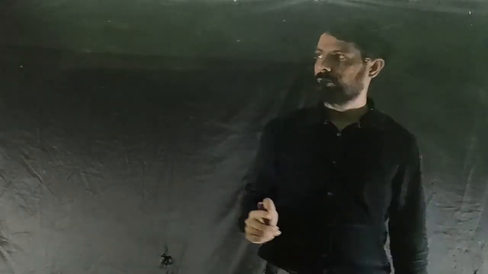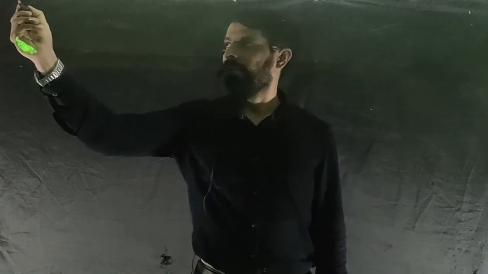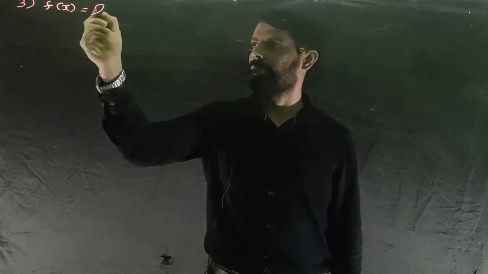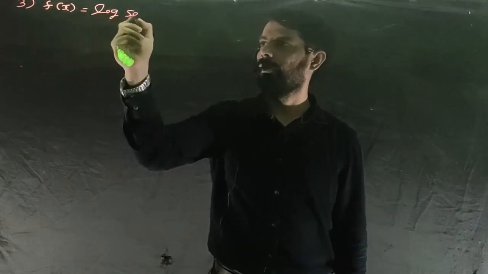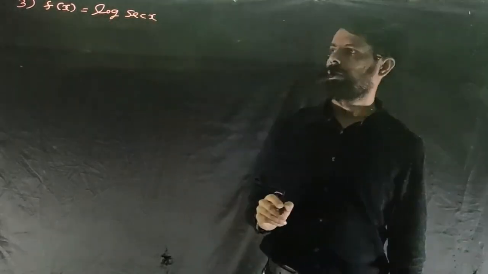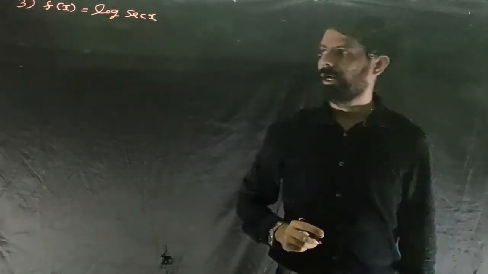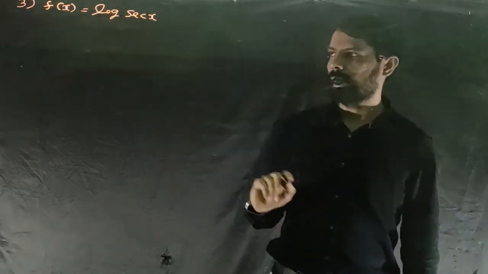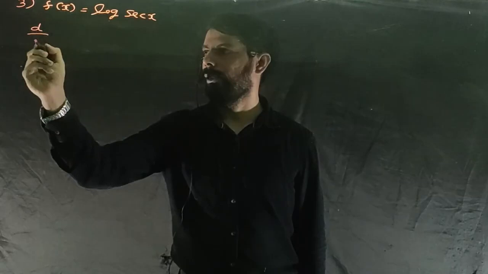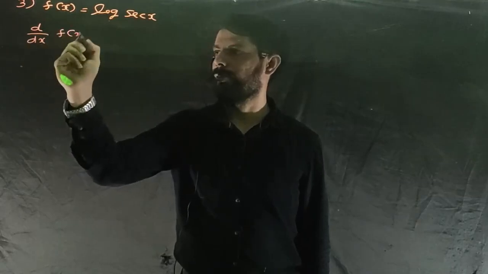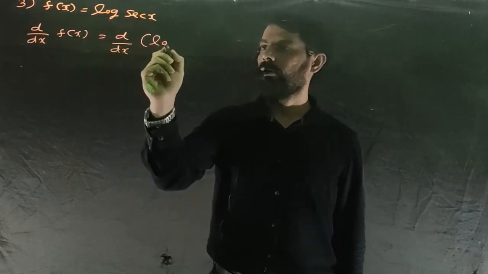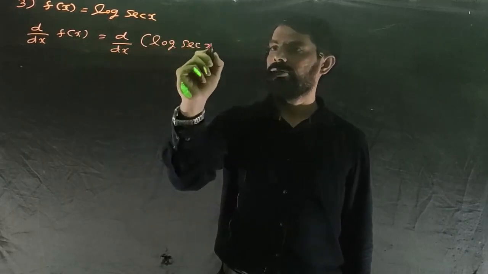Now let us discuss the third example. Find the Maclaurin series for the function f of x is equal to log sec x. So here we will have to find the Maclaurin series of this function, that is log sec x. First of all, taking the derivative on both sides, it will be d by dx of f of x is equal to d by dx of log sec x.